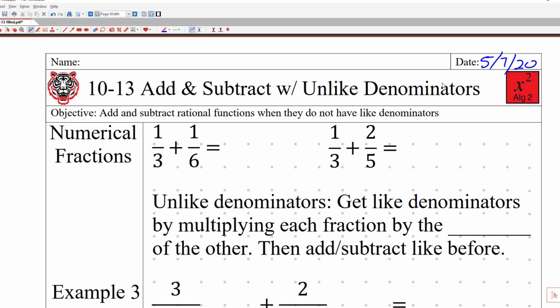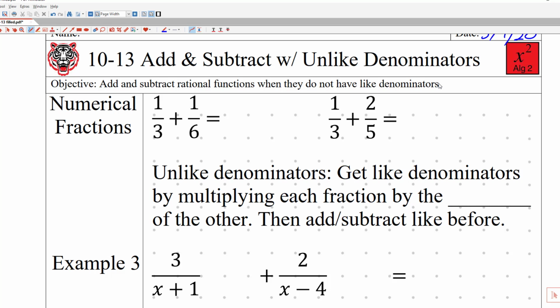have like denominators. So let's start with just numerical fractions without any variables to see what we would do. In the case when I have 1/3 plus 1/6, I need to first make sure that they have the same denominator, and then I can add like we did in lesson 10-12 yesterday.